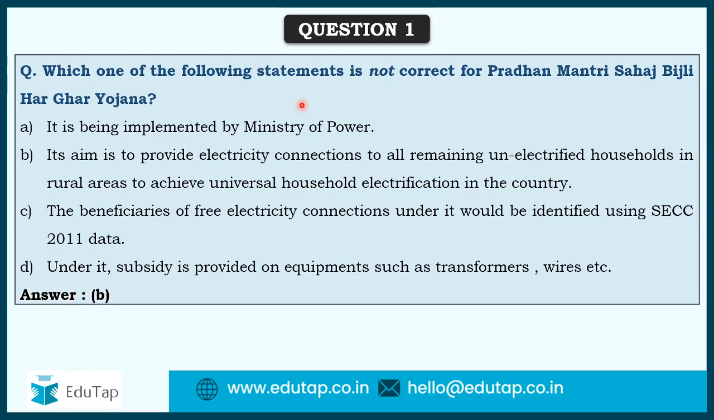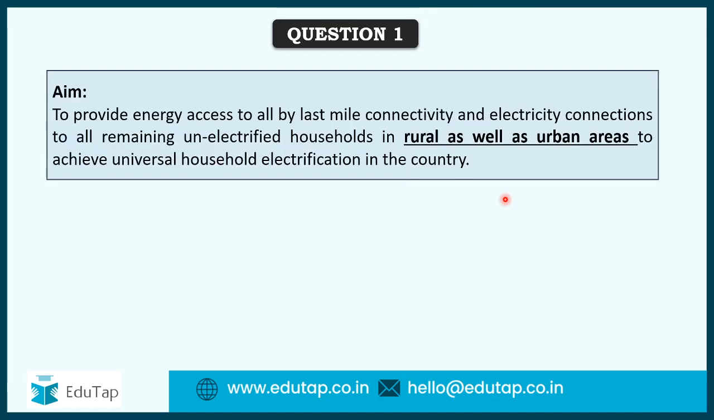The answer to the question is option B. So yes, the ambiguity which we identified earlier is correct. This is not the case that only rural households would be electrified. Rest all options A, C and D are correct. Fine. So this is very important. You note down such important features which are asked in the examination. So here it is. The aim of the scheme is to provide energy access to all by last mile connectivity and electricity connections to all remaining unelectrified households in rural as well as urban areas, so that universal household electrification in the country can be achieved.